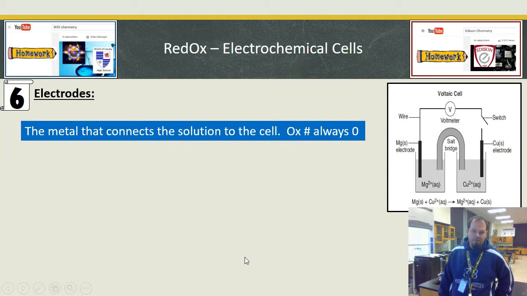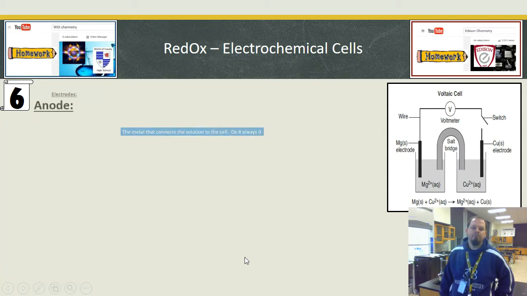Electrodes. This is the metal that connects the solution to the cell. And you'll see in the picture there's a magnesium solid electrode and a copper solid electrode. And the metal you choose has a lot to do with the solution that has to be in there. Okay, so you have to match up the metal in the solution. Okay, the solution is going to have an ion of the same metal.